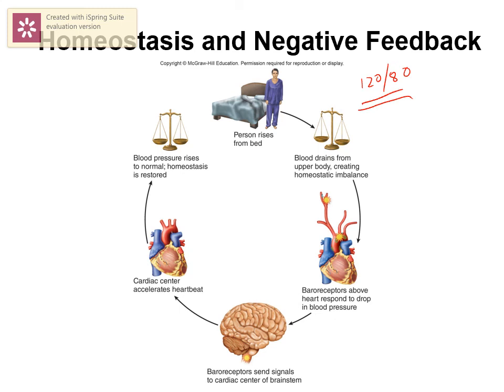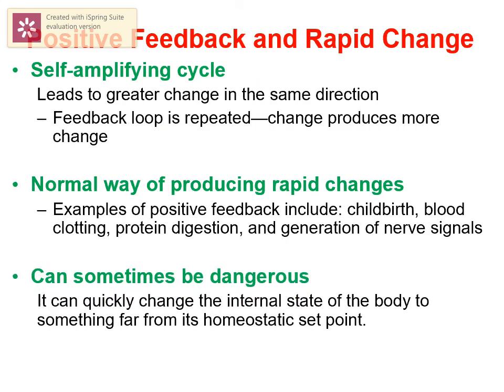Okay, so in any given condition, make sure you know what the receptor is, make sure you know to identify the control center or the effector. Now, positive feedback loop is another type of mechanism. Now, positive feedback loop is not so common, whereas negative feedback loop is a very common mechanism that the body undergoes all the time. Okay, so the negative feedback loop is more common in the body.